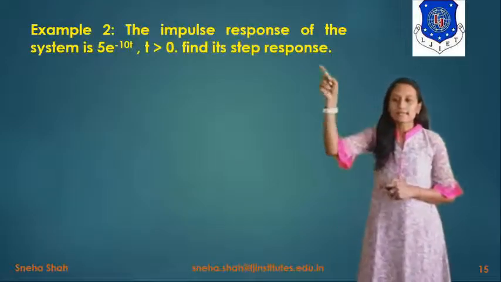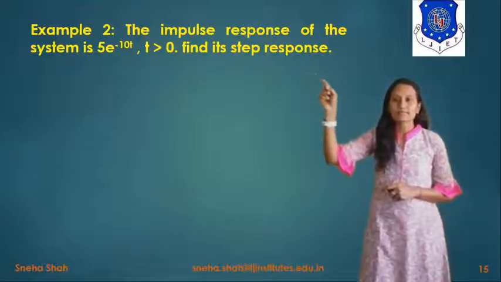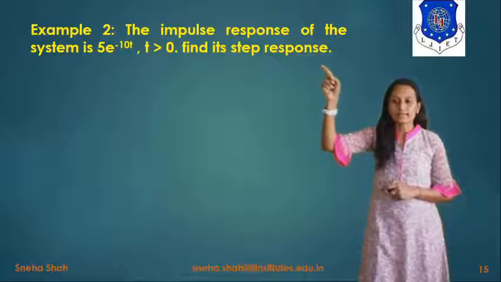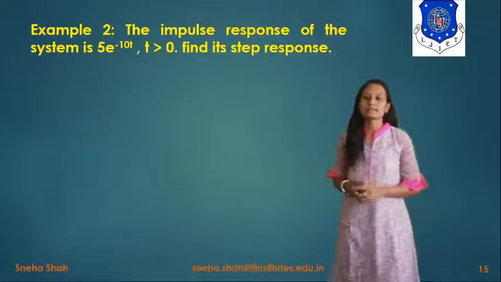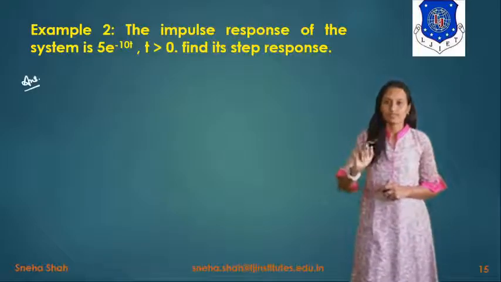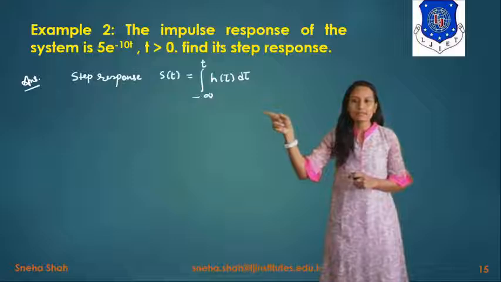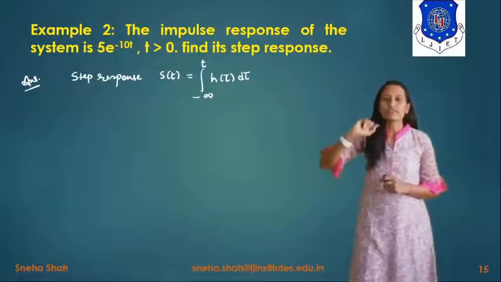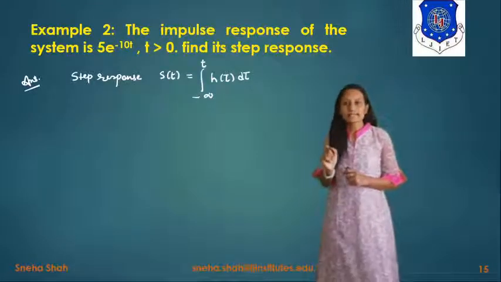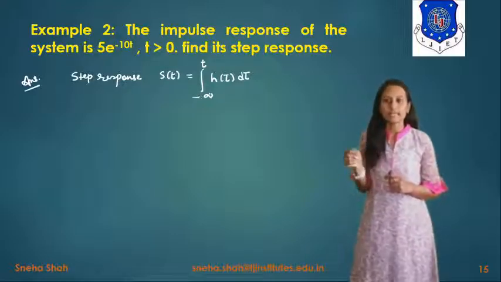Now the second example: the impulse response of the system is pi into e raised to minus 10t for t greater than 0. Now for this you have to find out its step response. So if you want to solve this example, first of all, what is step response? As this equation is in the form of t, it is considered a continuous time signal, right? So for that we have to take the integration.